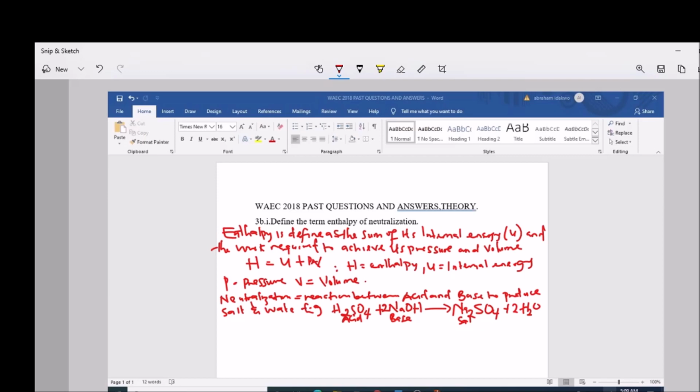Now to the enthalpy of neutralization. So enthalpy of neutralization.